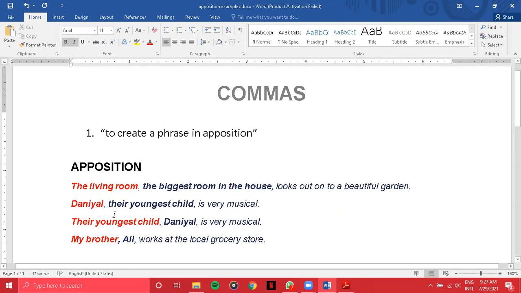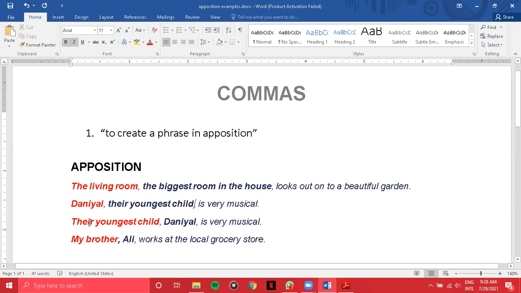Now, the second most important thing to remember to know whether it's an apposition or not is that both noun phrases have to be talking about the same person or the same thing. They have to be related to one another. For example, over here, when we say Daniel, the youngest child, by the youngest child, they mean Daniel, right? Yes. Exactly. And the order does not matter here. There's no specific order to which noun phrase has to come first or second. So it can be vice versa too.